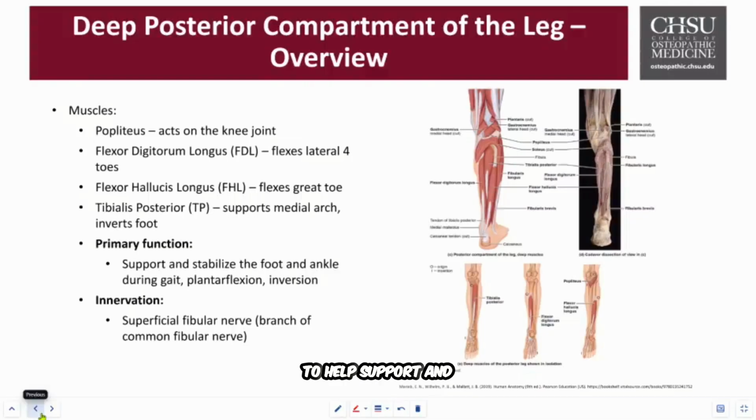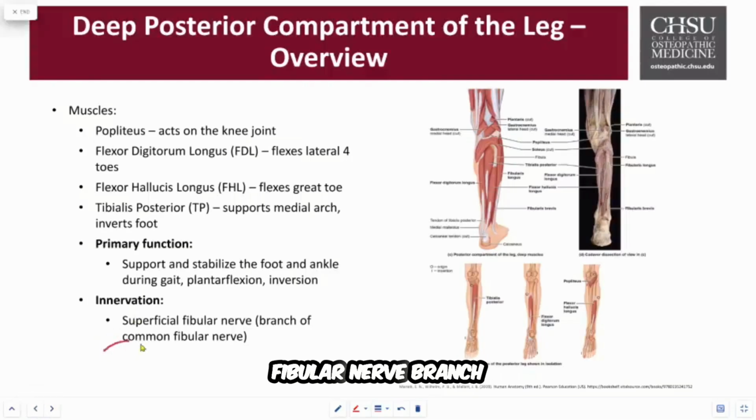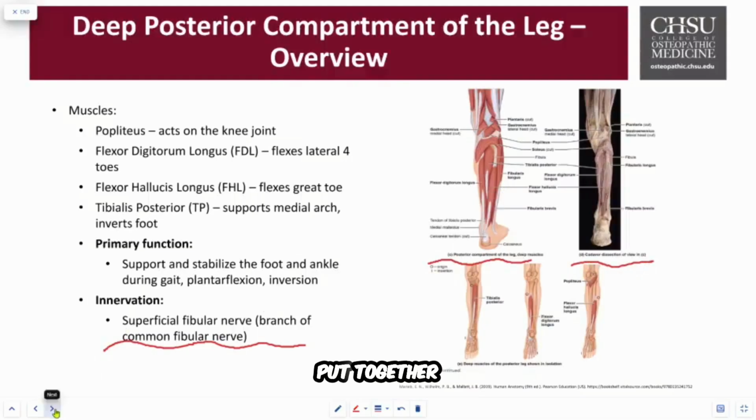The main function is to help support and stabilize the foot and ankle during gait and plantar flexion, and the main innervation comes from the superficial fibular nerve, a branch of the common fibular nerve. On the right, you can see a cartoon image versus a cadaveric view of these key muscles and their location put together.